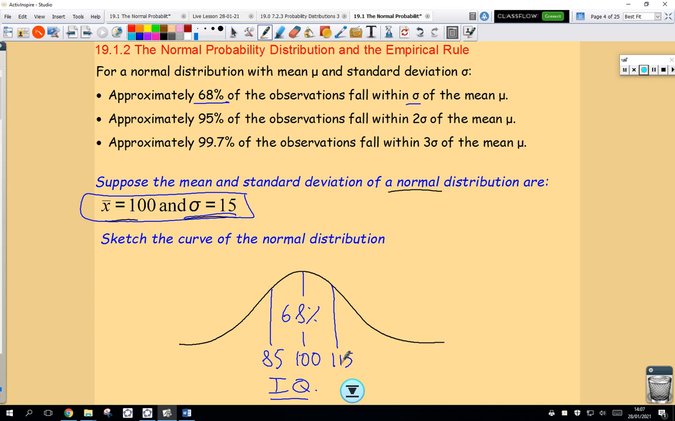I could go out to two standard deviations, 15 less than 85, well that's 70. And 15 more than 115, that's 130. And there would be 95% of people have IQs between 70 and 130. I could go out one more standard deviation there to 55 and up here to 145. And what we're saying is that 99.7% of people would have IQs between 55 and 145.